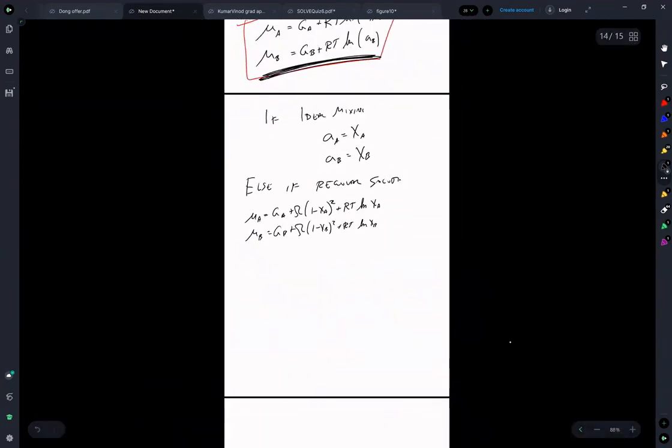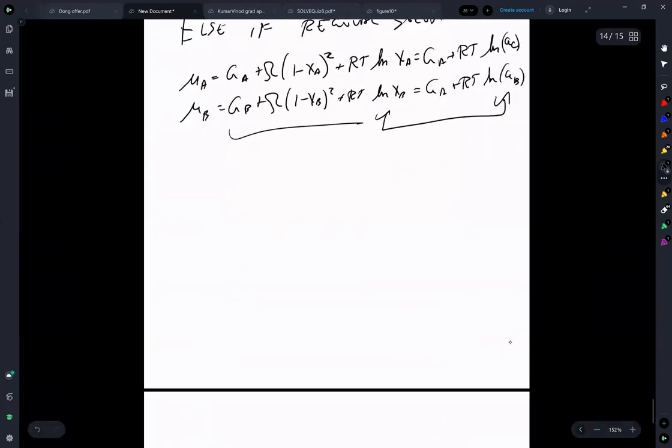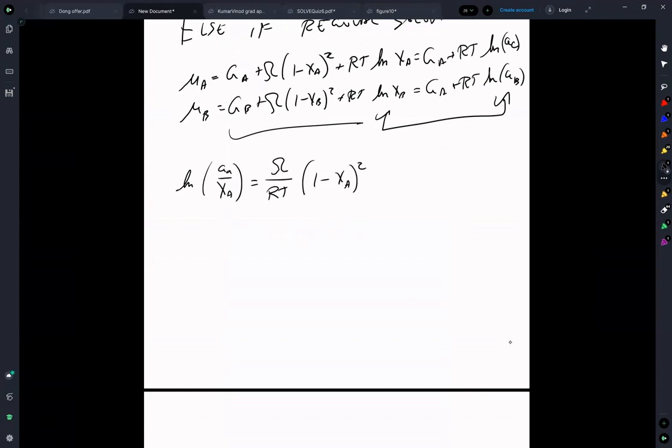And that is going to be equal to GA plus RT natural log AA, equal to GB plus RT natural log AB. So combining these two sides of the equation, we get natural log of AA over XA is equal to omega over RT times (1 minus XA) squared. And the natural log of AB over XB is equal to omega over RT times (1 minus XB) squared.